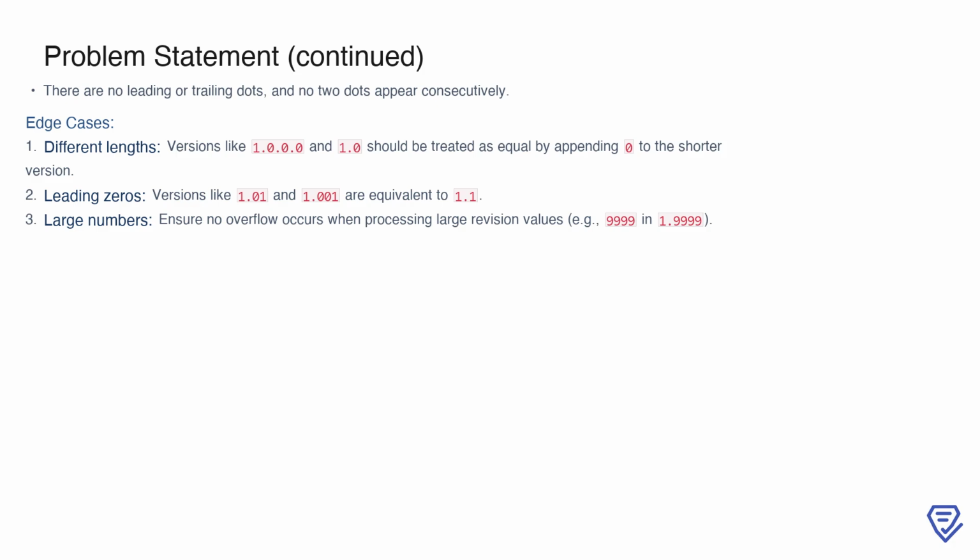Some edge cases to watch out for include different lengths, where shorter versions like 1.0 should be treated as equal to 1.0.0.0 by appending zeros to the shorter version. Leading zeros also don't affect numerical equivalence, so 1.01 and 1.001 are equivalent to 1.1. Lastly, we must handle very large revision values like 9,999 without any risk of overflow. These considerations will help us design a robust solution to the problem.